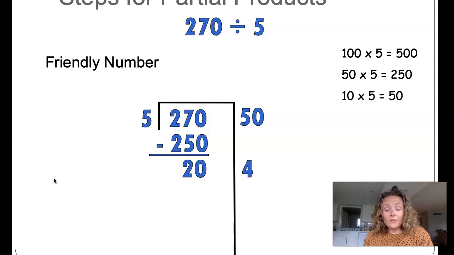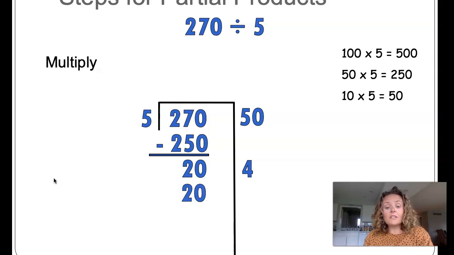And you probably know it's 4. 5 times 4 is 20. So we're going to give each of those families 4 more cookies. We gave each of the families 50 cookies first, then 4. We have no cookies left to give out.